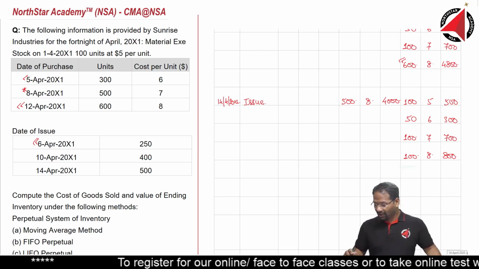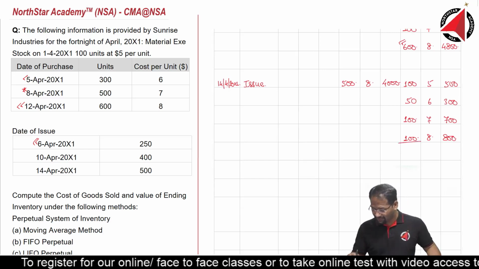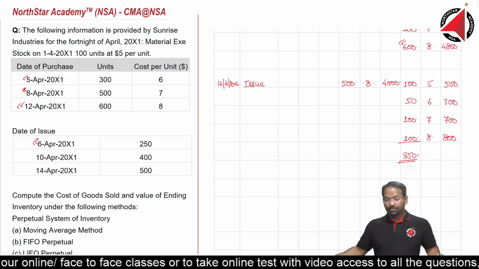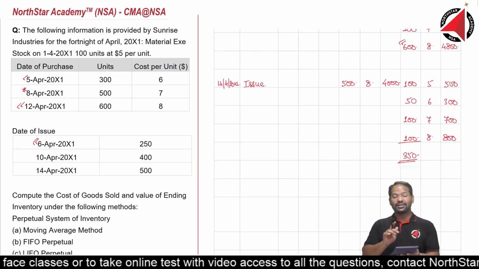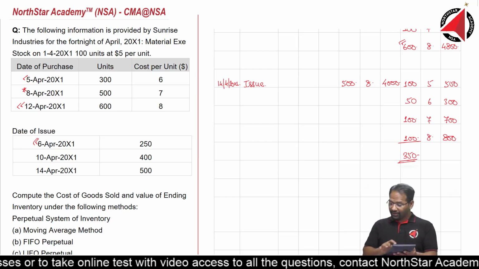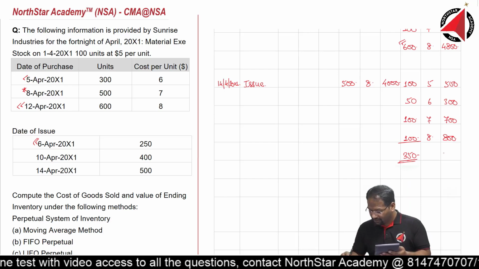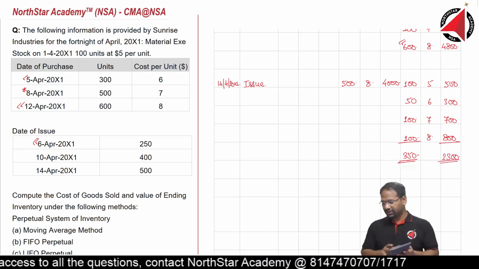Let's calculate how many units we have in closing stock. Units will always remain the same in all the methods, but the value of closing stock will keep changing depending upon the method adopted. 500 plus 300 plus 700 plus 800, we have 2,300 as the value of our closing stock.